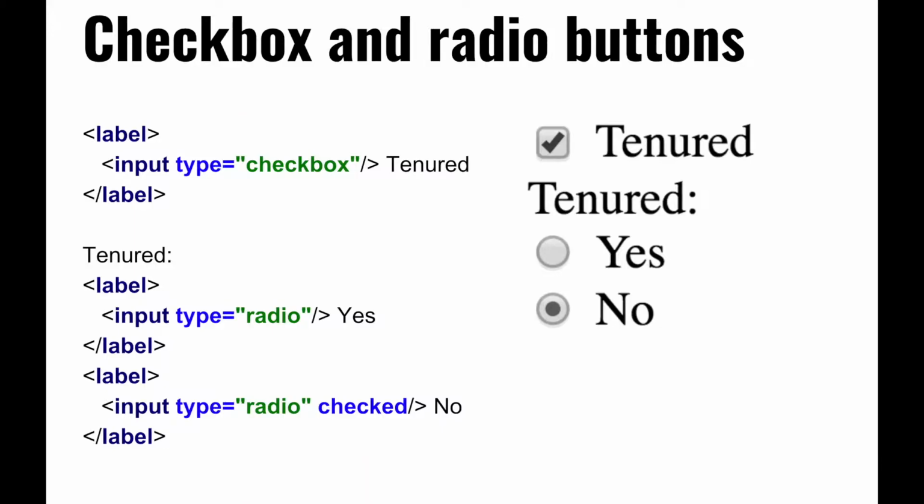For radio buttons and checkboxes, notice what we've done here: to use radio buttons or checkboxes, we use type radio or type checkbox. The one thing to notice here is that we have embedded the input field. We've wrapped it inside of a label field.